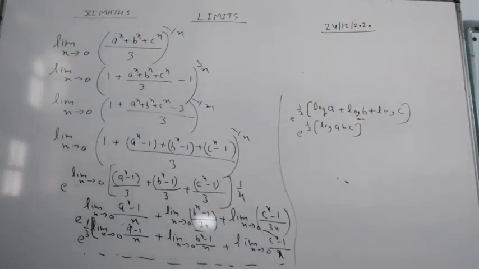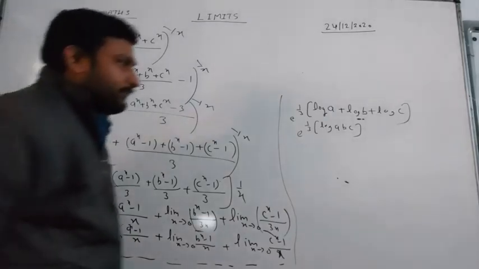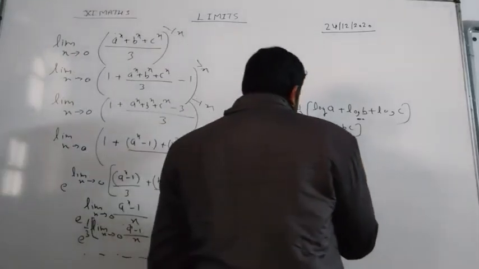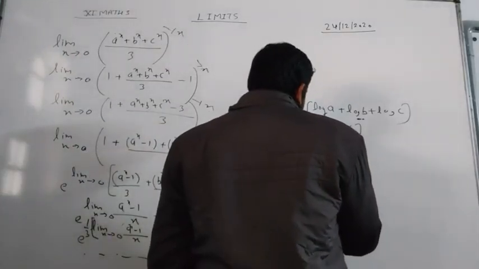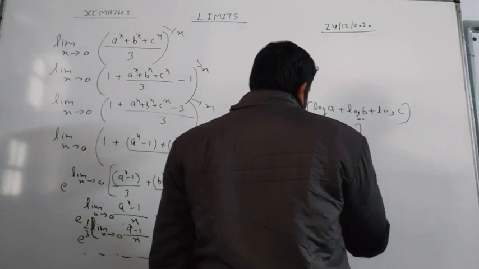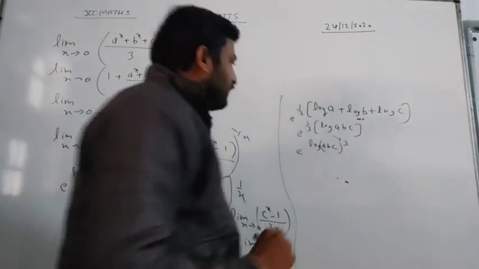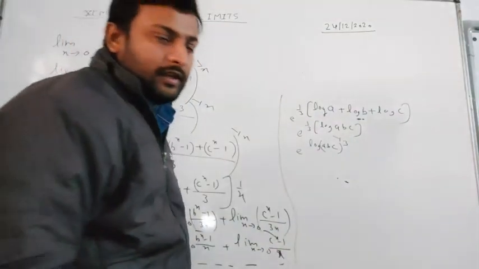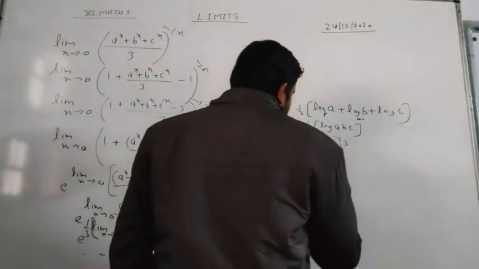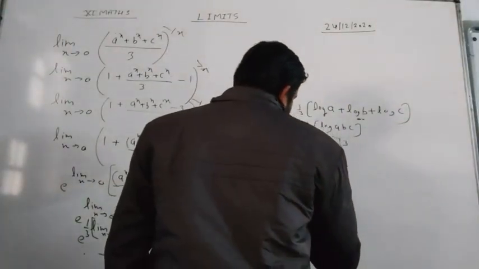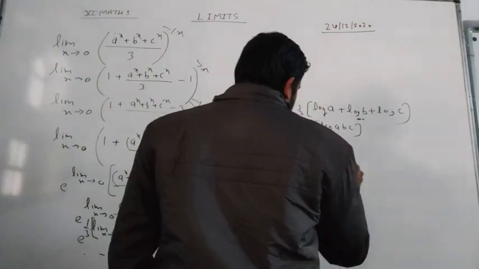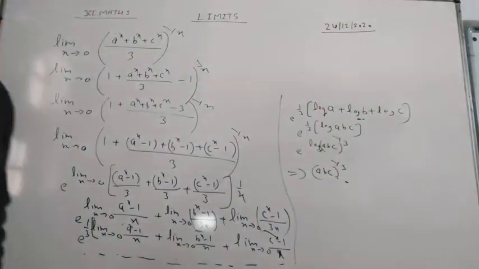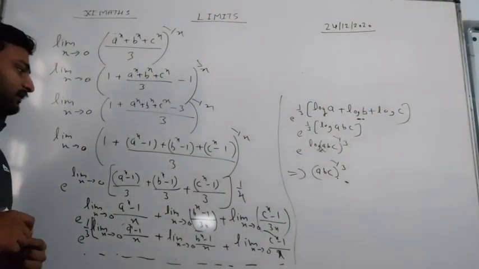Now student, we write log ABC to the power 1 by 3. We can write this as ABC to the whole power 1 by 3. I hope you understand, students.